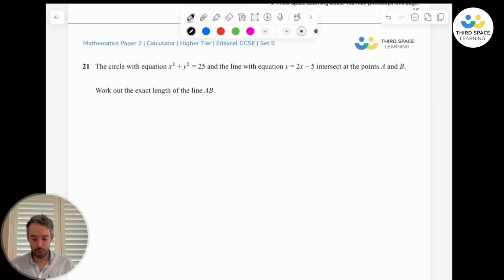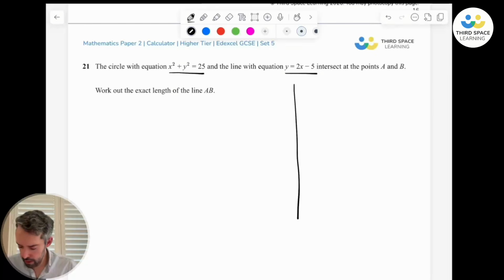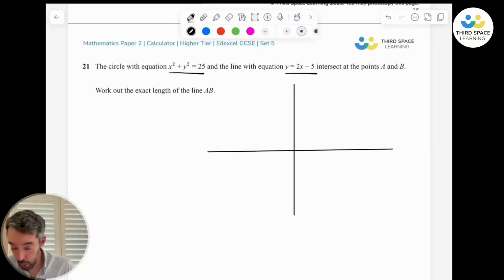Right, question number 21. So we've got a circle with this equation, x squared plus y squared equals 25. There it is. And we've got a line with the equation y equals 2x minus 5. And they're going to intersect at the points A and B. We want to know the length of that line. Right, what a good question this is. Let's start by doing a quick sketch just to help us visualize it. So let's draw a lovely pair of axes like that. Oh, where's a ruler for this.